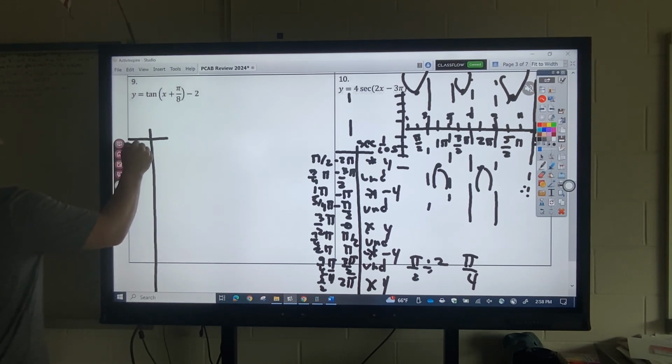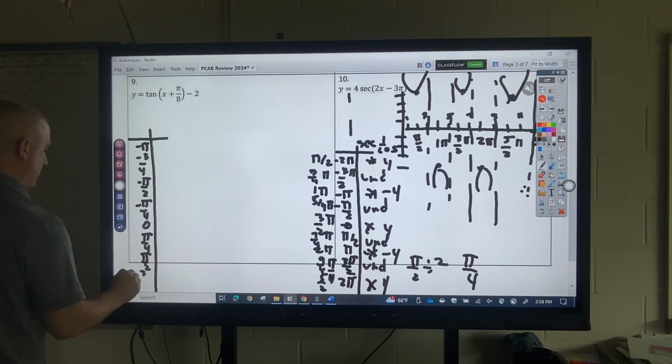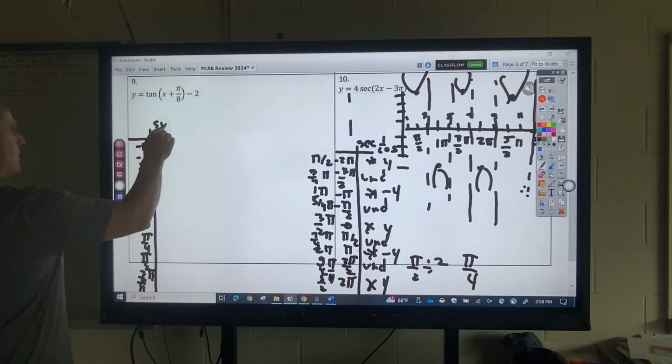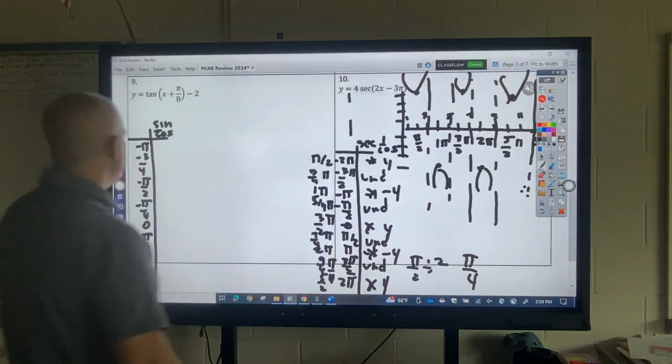So 3/4, -pi/2, -pi/4, 0, pi/4, pi/2, 3/4 pi, and pi, we're just gonna live with it. Okay, so when you do tangent, it's sine over cosine. Okay, I don't want to shut down yet.